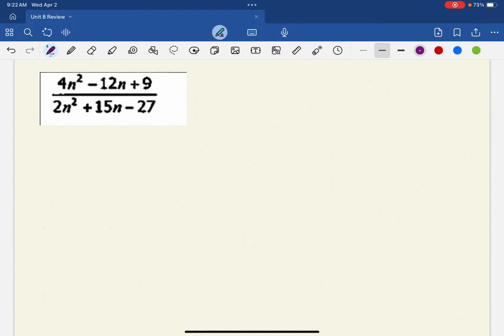Okay, next one is also a simplifying. This one, if we look at it, we've got two trinomials with leading coefficients. Therefore, we have to do X method by grouping. So let's go ahead and start. And if I look across the top, and I look across the bottom, I can see that neither of those have GCFs. So therefore, I can just go ahead and start X method.